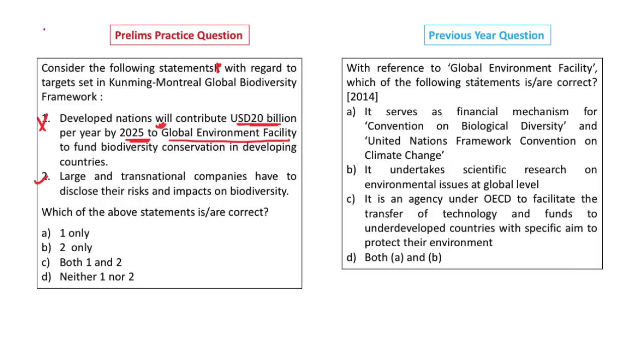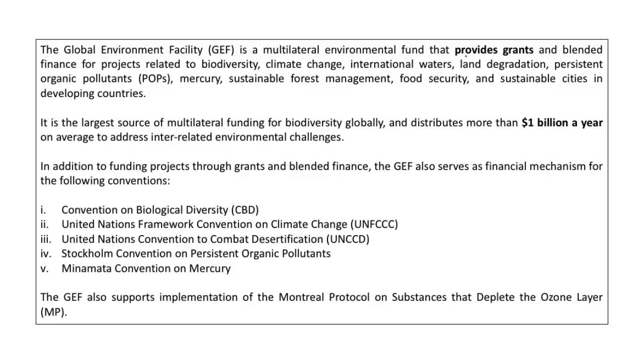UPSC has previously asked about Global Environment Facility. It's a financial mechanism for Convention on Biological Diversity and United Nations Framework Convention on Climate Change, but it does act as a financial mechanism for other conventions and initiatives as well. The prime job of Global Environment Facility is to provide grants for various kinds of conservation initiatives, for biodiversity, for climate change, for international waters, land degradation, waste management, food security, various things. It is the largest source of multilateral funding for biodiversity globally. It contributes around $1 billion. And now you see the target has been enhanced to $20 billion per year by 2025.